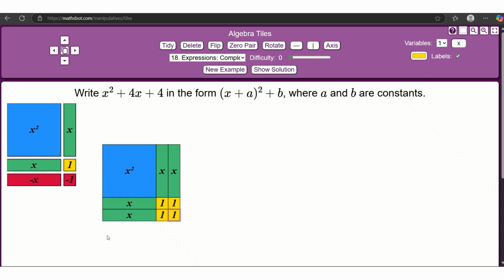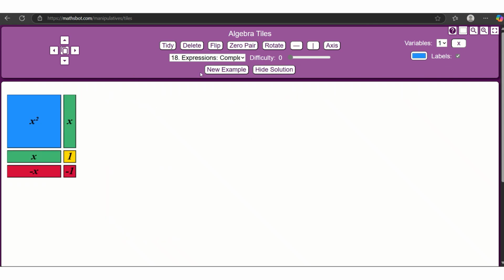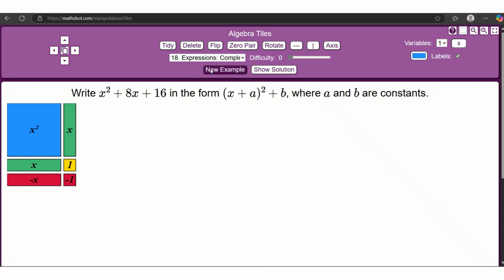So I know it's a square, and the dimensions would be x plus 2 times x plus 2, or x plus 2 squared. If I click show the solution, you can see it there. It's x plus 2 squared, and there's nothing for the plus b because I did not have anything left over. All right, so that is completing the square there. So we're going to tidy that up and look for a new example.